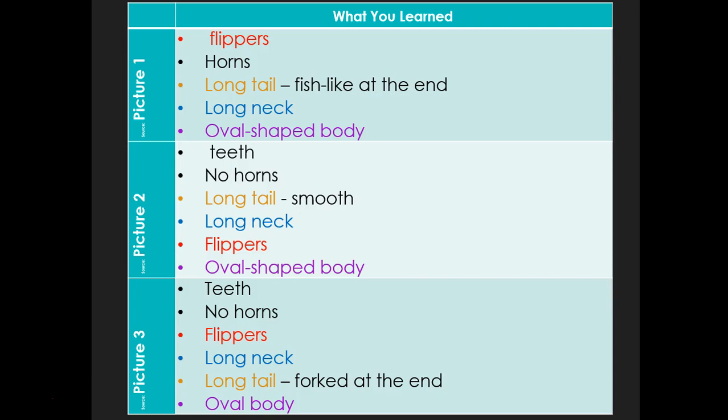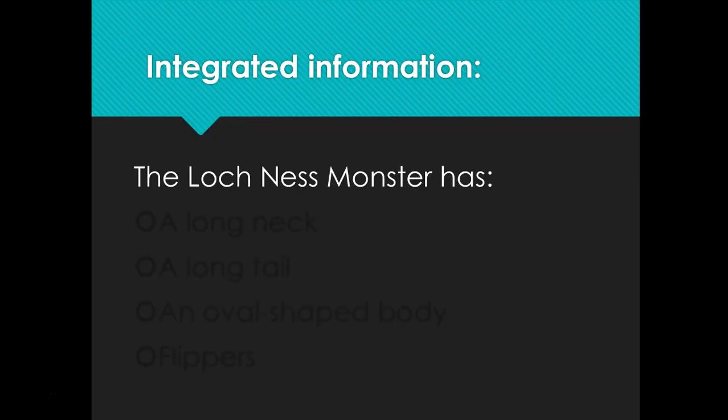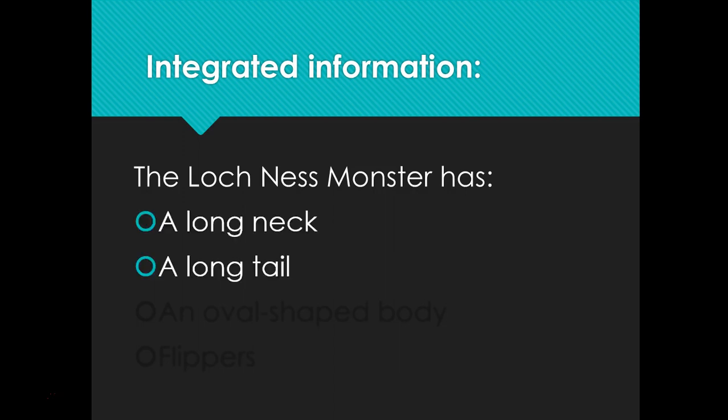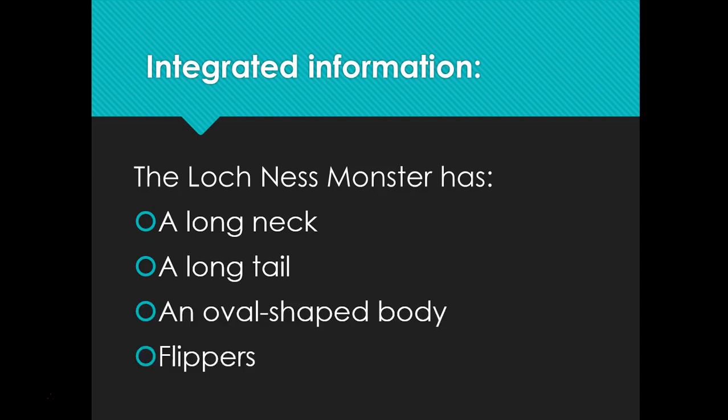So if I were going to write a report on the Loch Ness Monster, I would just want to use the following information. The Loch Ness Monster has a long neck, a long tail, an oval-shaped body, and flippers. So I took all my information from the three sources, I combined it or integrated it, and then I could write a paragraph saying, here's what the Loch Ness Monster looks like based on those pictures.